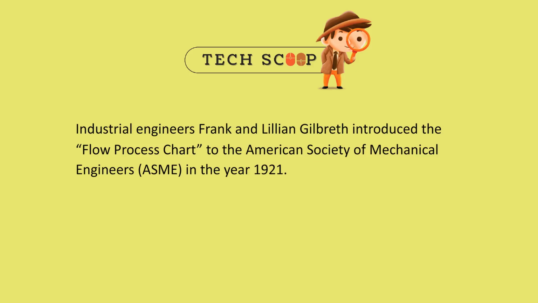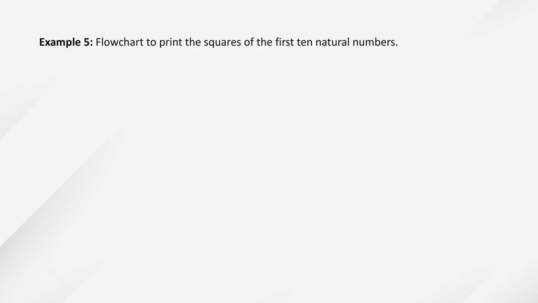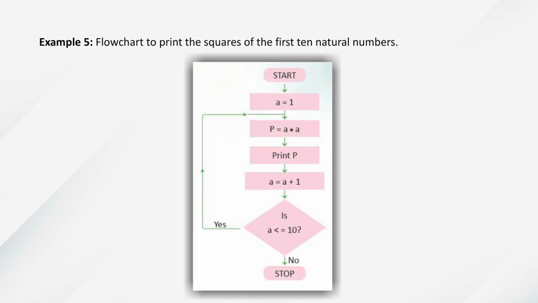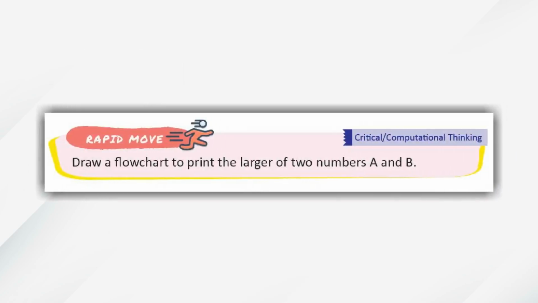Tech scoop. Industrial engineers Frank and Lillian Gilbreth introduced the flow process chart to the American Society of Mechanical Engineers, ASME, in the year 1921. Example 5. Flowchart to print the squares of the first 10 natural numbers. Rapid move. Draw a flowchart to print the larger of two numbers A and B.